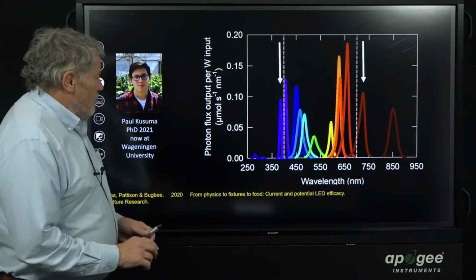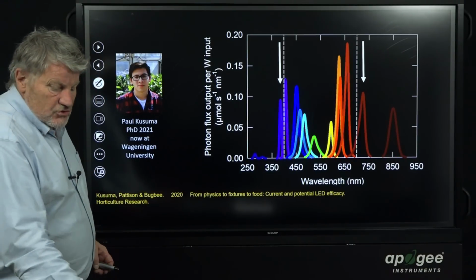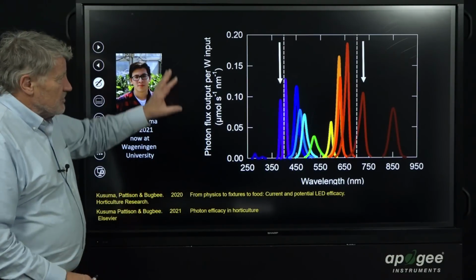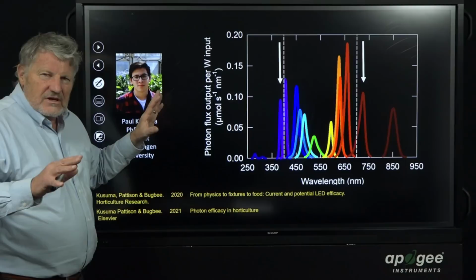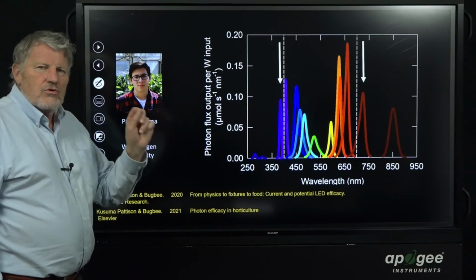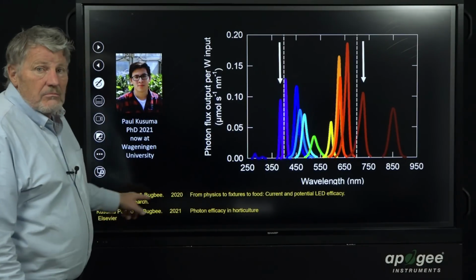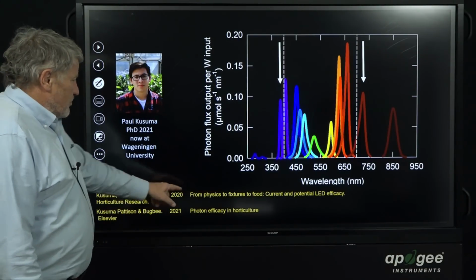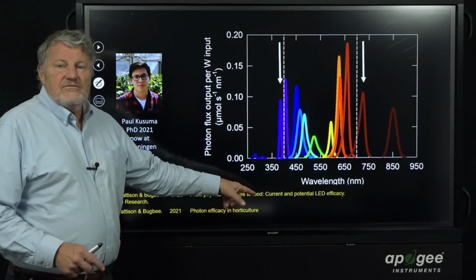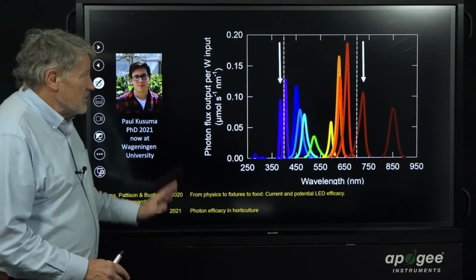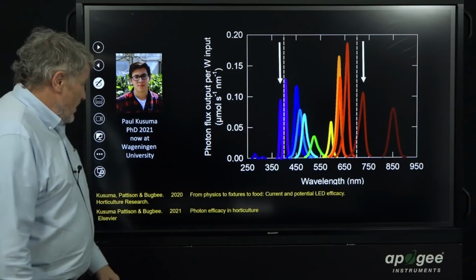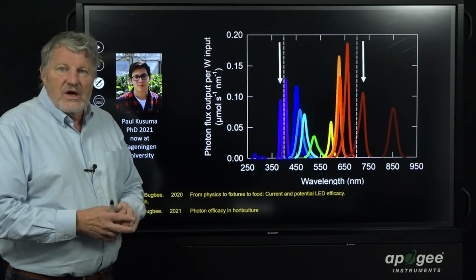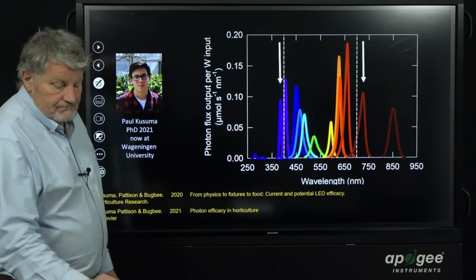So what I want to do now is, first, let me emphasize two papers that Paul Kusuma wrote. These are not on the cutoffs, but they're on LEDs, and if you want to get state-of-the-art where LEDs are now and where they can go, search for Kusuma and Bugbee, and you'll see our refereed journal articles come up. This one's called From Physics to Fixtures to Food, Current and Potential Efficacy. Where are they going to go in the next 5 or 10 years? And also, Photon Efficacy in Horticulture is a real detailed analysis of all the colors.